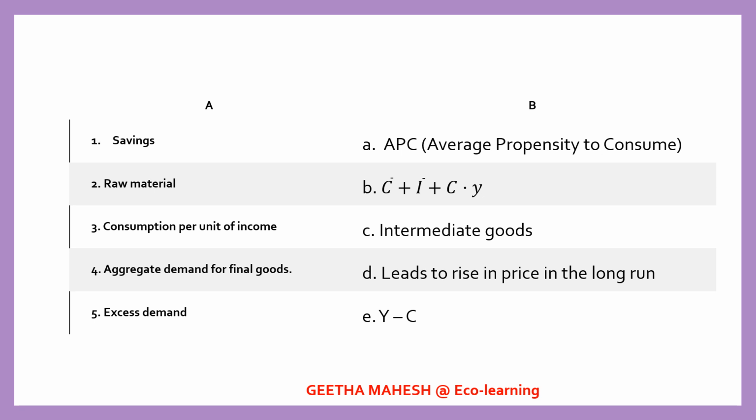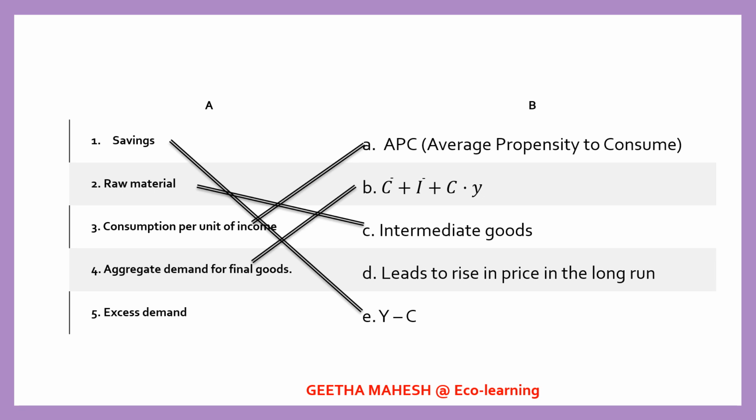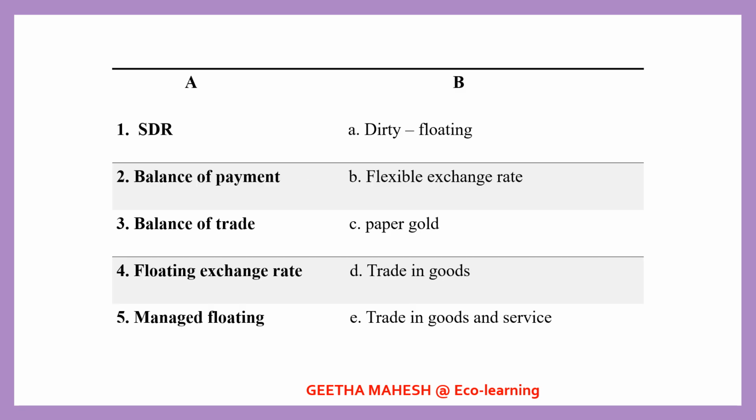Savings, that part of income which is not spent, it means Y minus C. Raw material, intermediate goods. Consumption per unit of income, average propensity to consume. Aggregate demand for final goods is denoted by C bar plus I bar plus CY. Excess demand, when demand is more, we know it leads to a rise in the price in the long run. SDR, special drawing rights, we call it as paper gold.